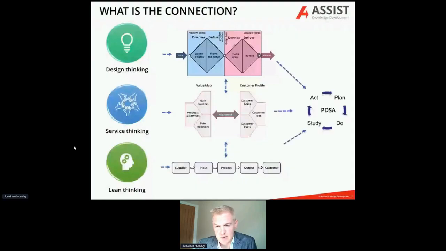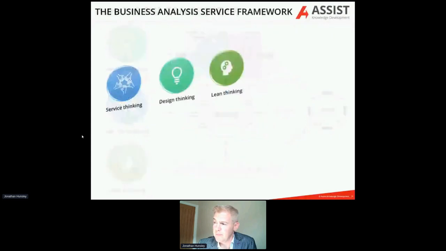So how do they link? Well, business analysis is a discipline focused on continuous improvement of the business, and these three thinking approaches provide us with a way of thinking about, and also a toolkit that helps us to think about how can we improve our respective organizations. So I think there's a huge degree of overlap between these respective thinking approaches and the delivery and offer of our business analysis services.